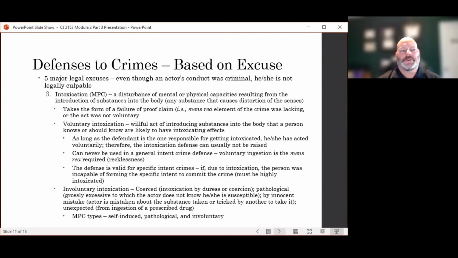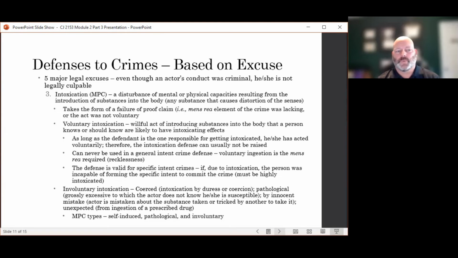The third legal excuse is intoxication, and this is part of the Model Penal Code. Intoxication is a disturbance of mental or physical capacities resulting from the introduction of substances into the body, any substance that causes distortion of the senses. This takes the form of a failure of proof claim. For example, the mens rea element of the crime was lacking, or the act was not voluntary.